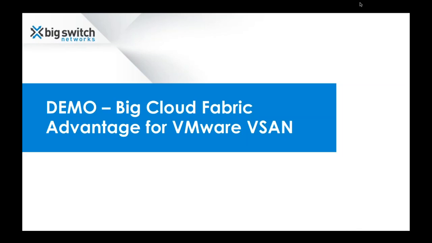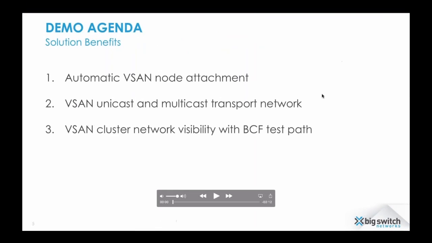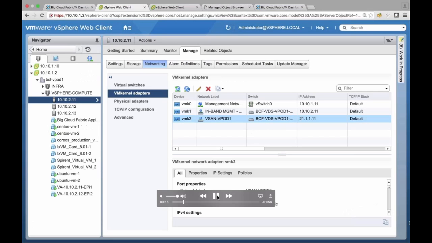Okay. Now, a picture is worth 1,000 words, so I would think that a video is worth 1,000,000 words. So with that, let's dive into a demo. Okay. So in the following demo, we'll see how the vSAN nodes are auto-attached to the fabric, as well as how the transport is configured for vSAN networking. We'll also demonstrate how using the test path feature from the Big Cloud Fabric plugin for vCenter simplifies cluster troubleshooting.